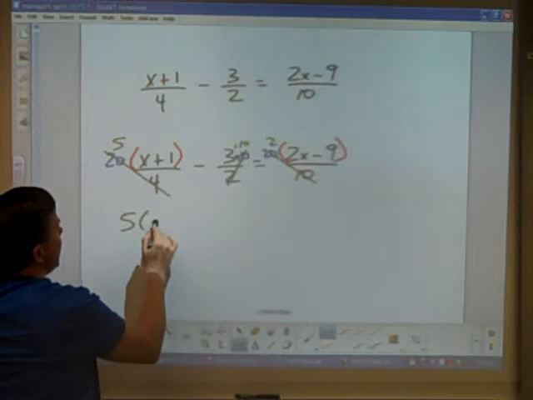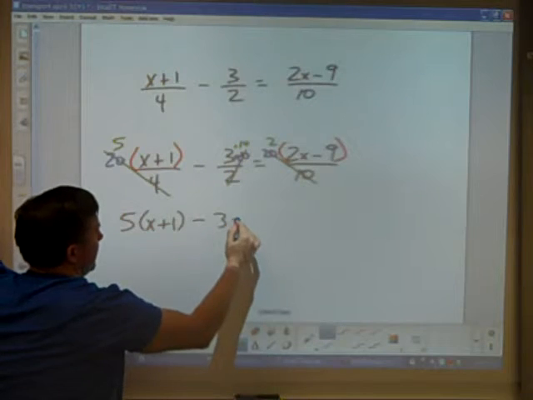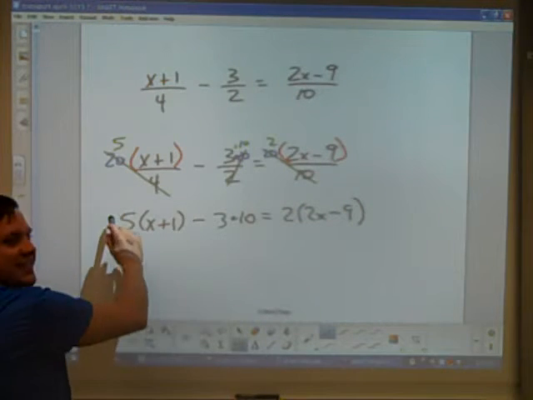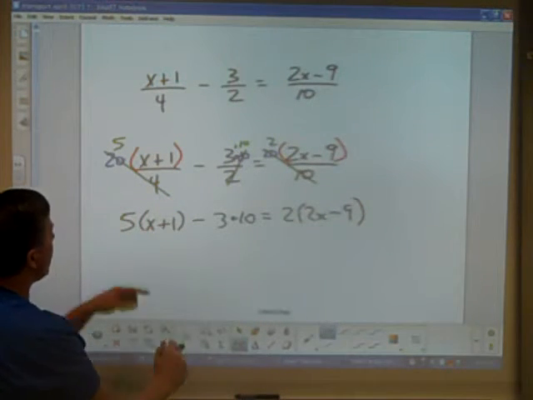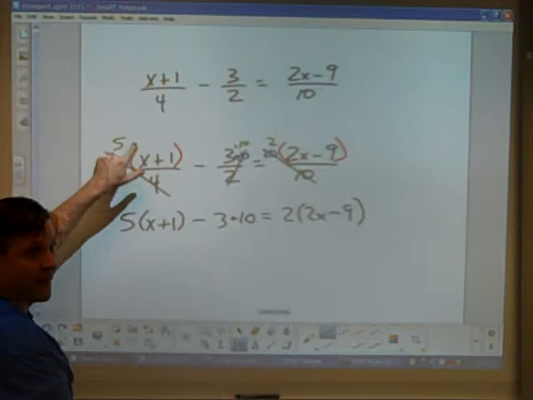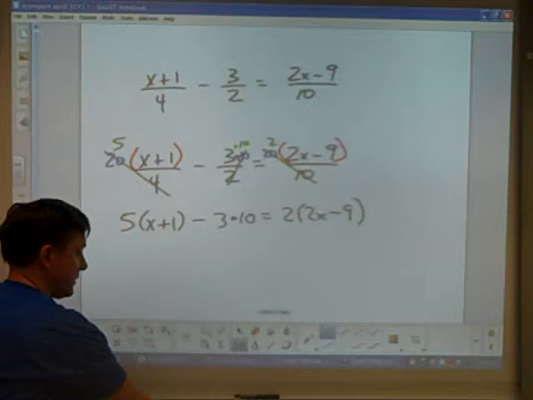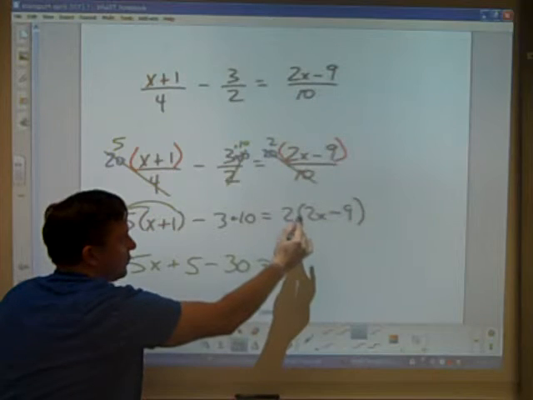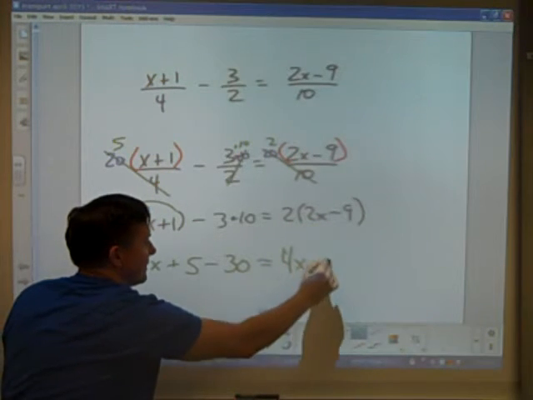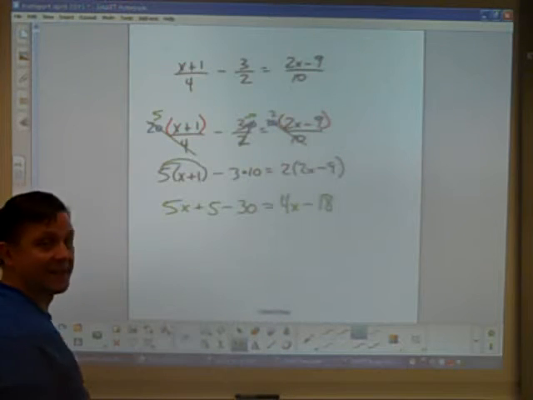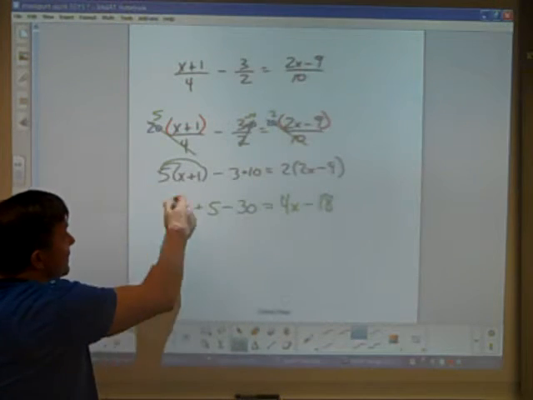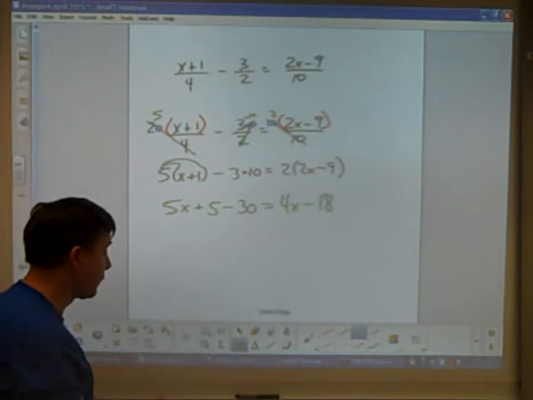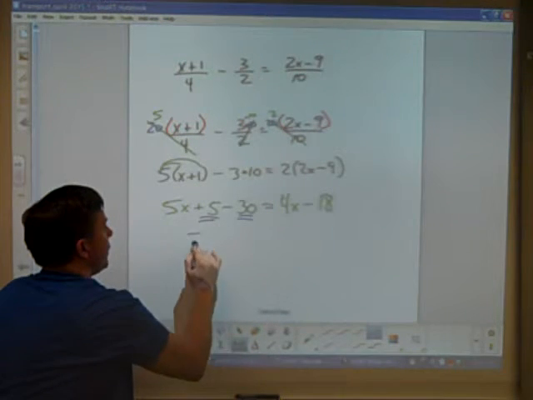So my step here is 5 times x plus 1 minus 3 times 10 equals 2 times 2x minus 9. And the reason I do this step is that you can see now it has to distribute, right? All too often students have the 5 right here, and they take 5x plus 1. And it's not 5x plus 1, it's 5x plus 5 minus 30 equals 4x, not minus 9, 4x minus 18. And now this is a problem we can solve. And it's much more, just 3 steps. We have gotten to an equation that's all integers, all on one line, completely in our wheelhouse.